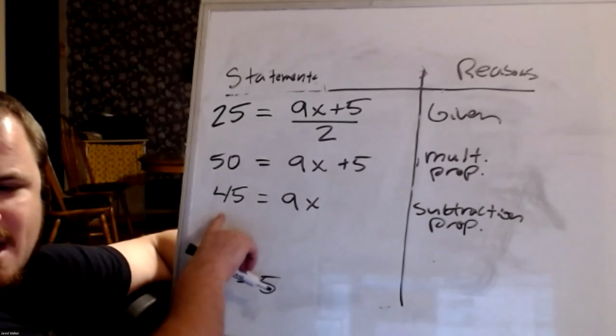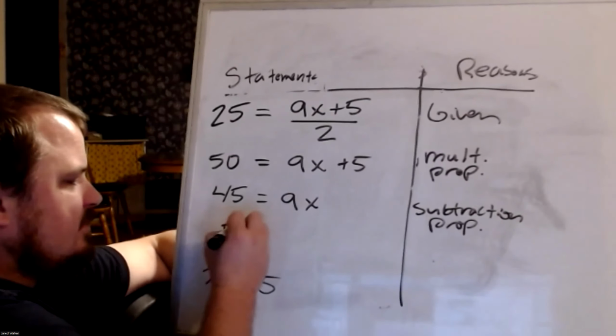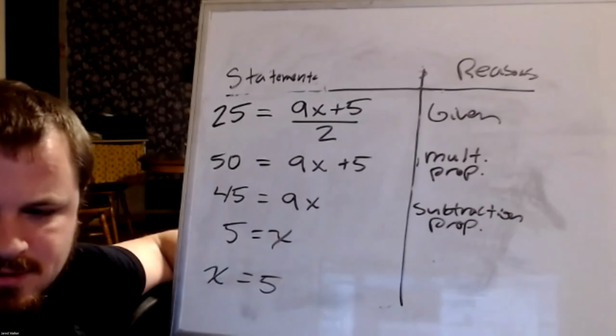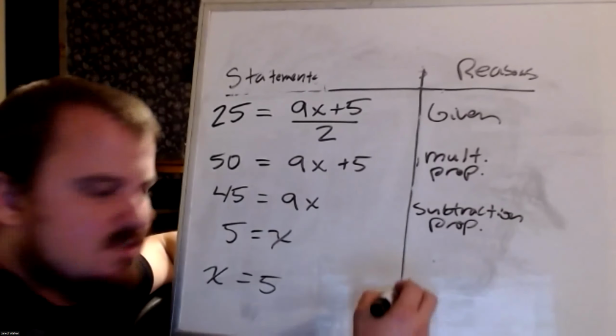Okay, so now we end up here, where we divide both sides by 9. We get 5 equals x. So what did we do here? We used the division property.